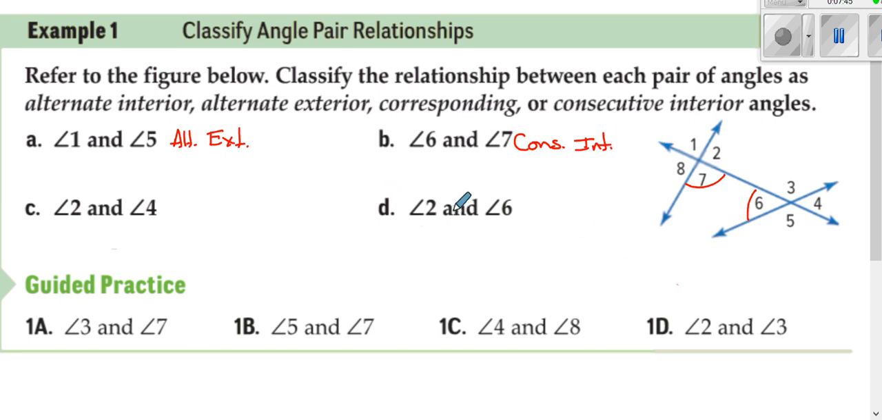Now, if any one of these don't make sense, you might want to rewind and listen to what I'm saying before I tell you what they are, or you can ask me in class. The next pair, 2 and 4. 2 is here, 4 is here. Notice one's on the inside, one's on the outside, on the same side of the transversal. That is what is known as corresponding. Two and 6. Angle 2, angle 6. Notice opposite sides of the transversal, so you know they're going to be alternate. And they're both between the 2 parallel lines, so alternate interior.